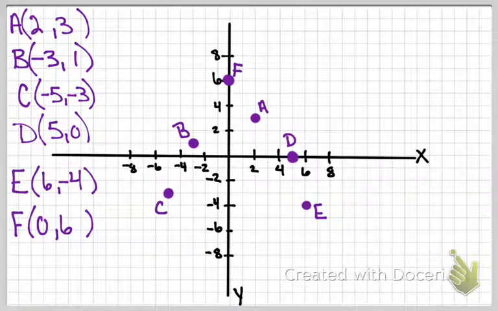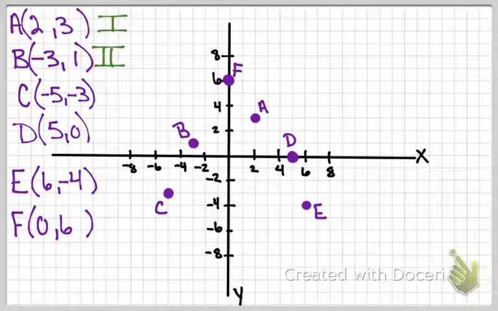All right, now let's talk about location. What is the location of point A? Point A is Quadrant 1. What about B? Quadrant 2. Go ahead and write these Roman numerals. All right, what about C? Quadrant 3. What about D?